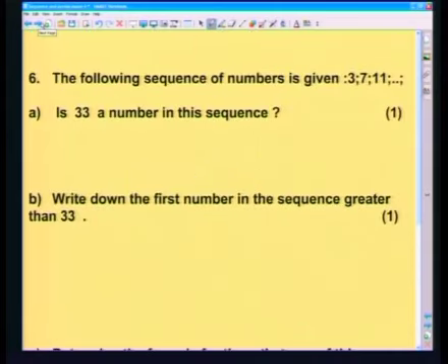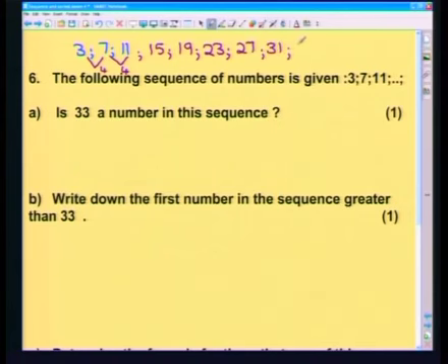Right, let's move to the next question. The next question says the following sequence of numbers is given, 3, 7, and 11. Is 33 a number on the sequence? Well, there are several ways to find this out. The one way is to have a look at what we've got. We've got 3, 7, and 11. What is happening here each time? Well, here I'm adding 4. Here I'm adding 4. And so, yes, what I can keep on doing is adding 4. So it'll be 15. It would be 19. It would be 23. It would be 27. It would be 31. And it would be 35. Eek, you can see that 33 will not be in the sequence.